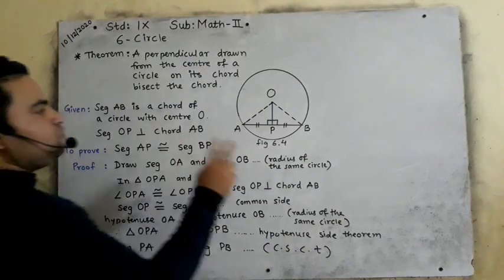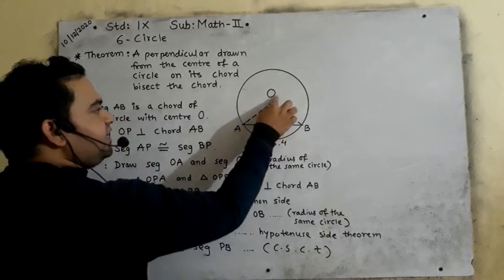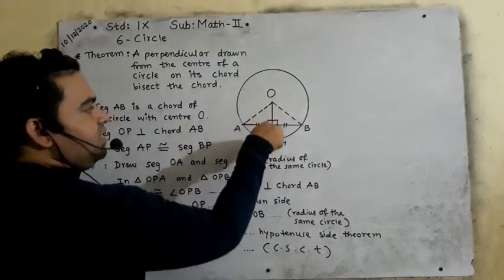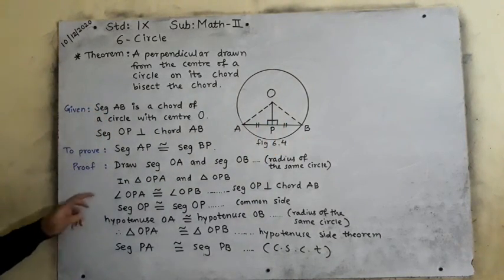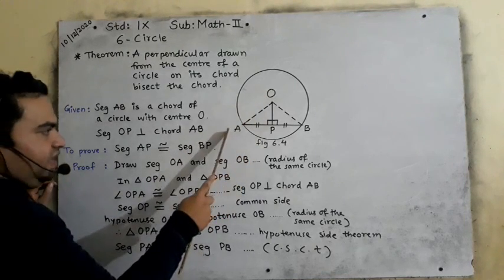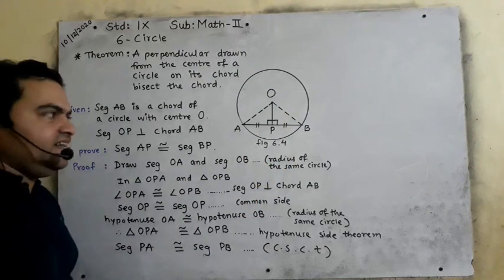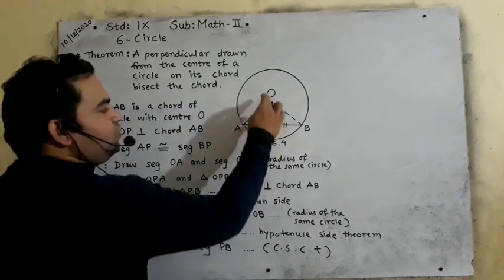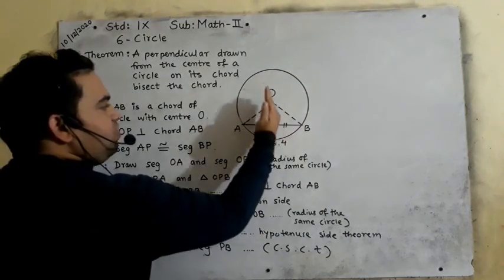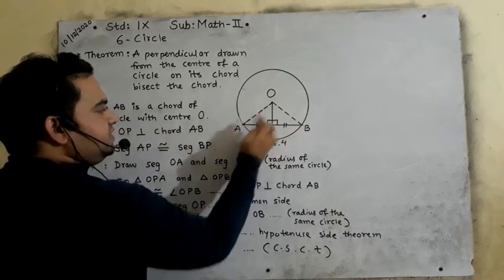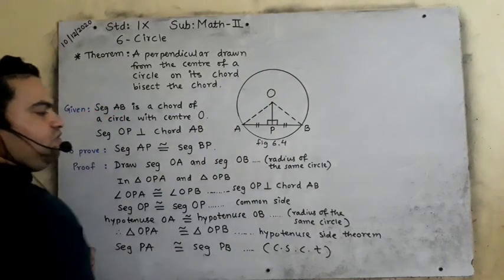Now see, there are two triangles, OPA and OPB. Triangle OPA is a right angle triangle, and triangle OPB is also a right angle triangle, because OP is perpendicular on chord AB, so it is 90 degrees. So angle OPA is congruent to angle OPB. Why? Each is 90 degrees, because segment OP is perpendicular on chord AB. Now segment OP is common: in this triangle OP is there, and in OPB also OP is there. It means OP is a common side of both triangles.